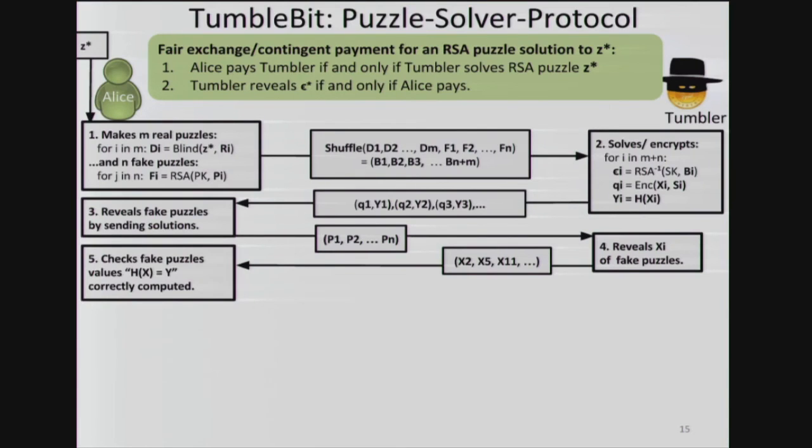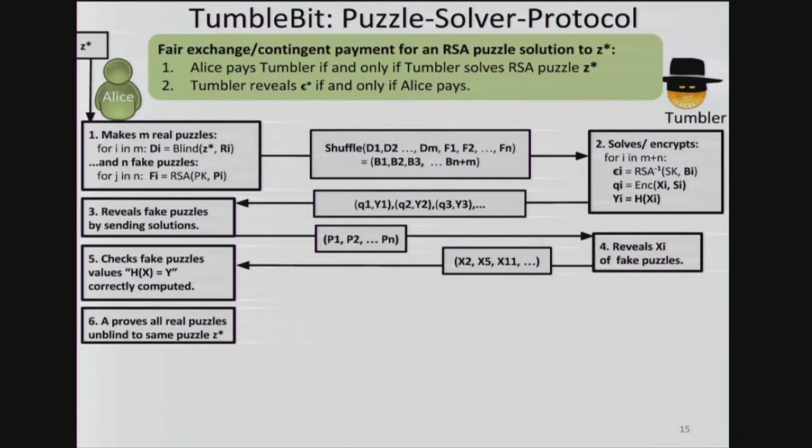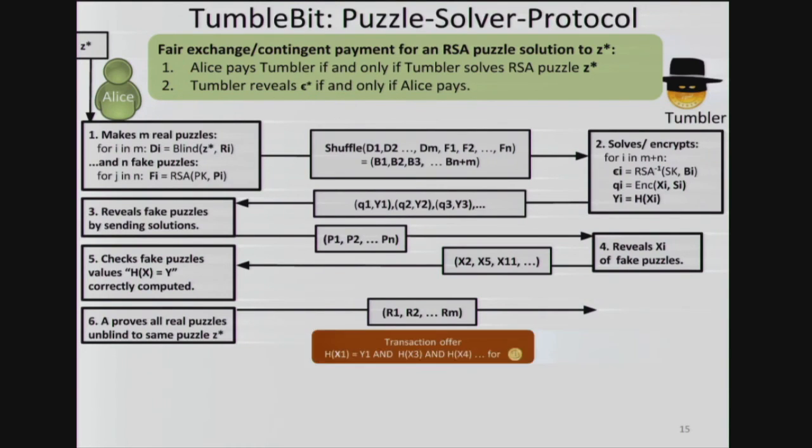And so Alice can check that all the fakes were actually computed correctly, that the keys actually hash to Y, and that when you decrypt it, you actually get a valid answer. So Alice proves all the real puzzles unblind to the same puzzle. So she actually gives all the blinding factors over so that the tumbler can see that she'll only be getting one answer. And at this point, they're good.